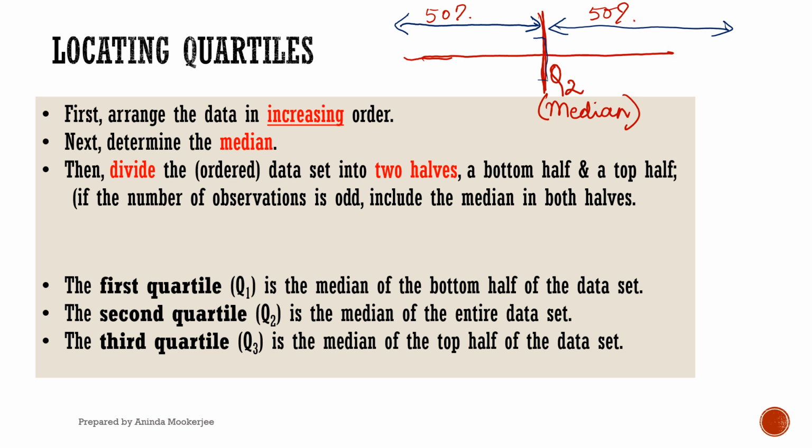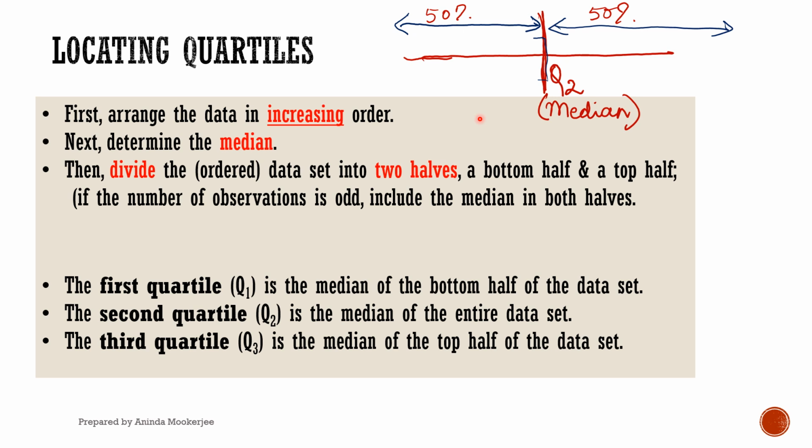So the first quartile, let me take out my pointer here. The first quartile, Q1, is the median of the bottom half of the data set. The bottom half refers to the lower half, values that come below the median, values that are less than the median. So we take the data set from the first up to the point of the median, correct?